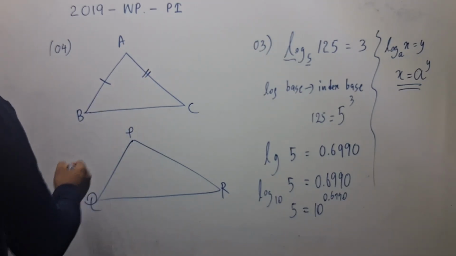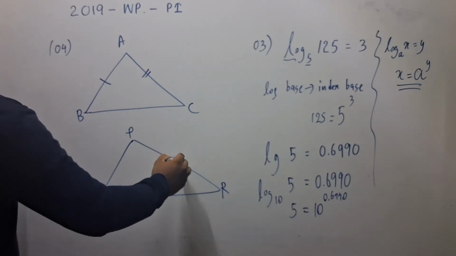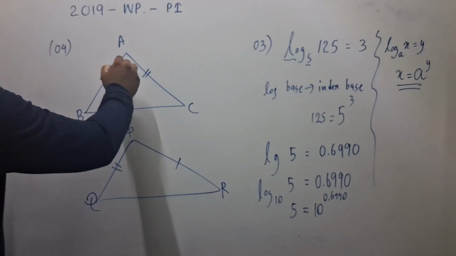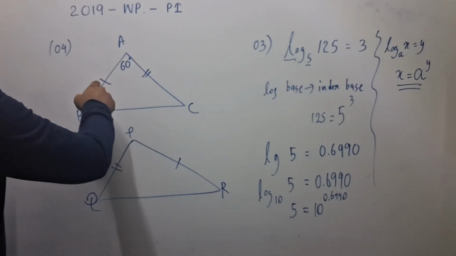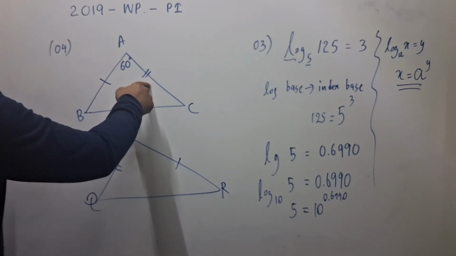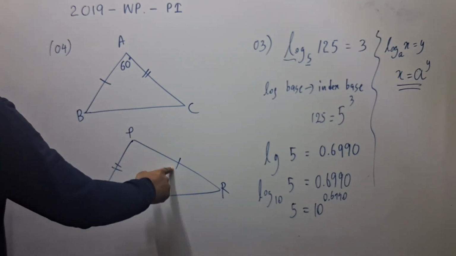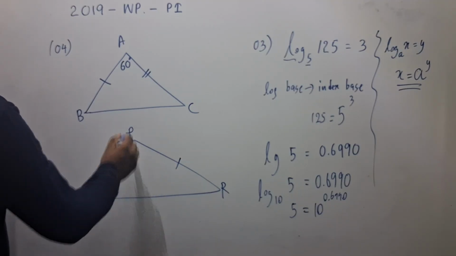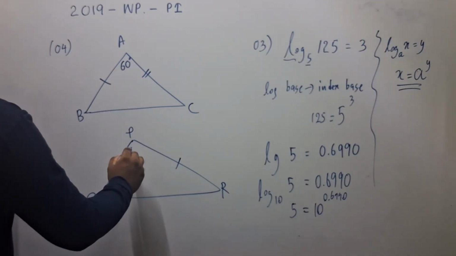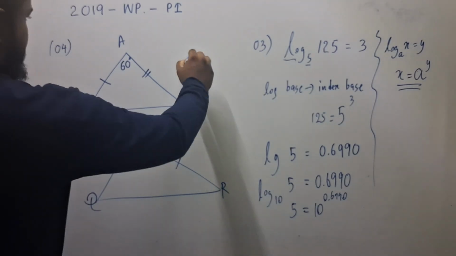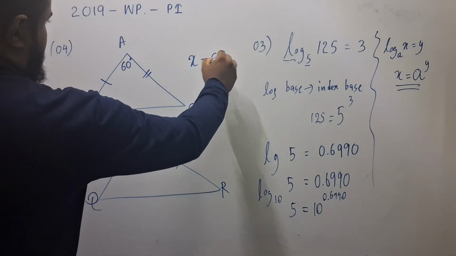One line, double line, one line, double line. So, if 60 degrees is between these two sides, the one line and double line sides, P should also be between one line and double line. So P's value should be 60. It's given as x. So what's the value of x? x is 60 degrees.